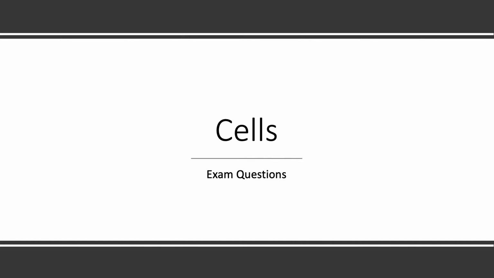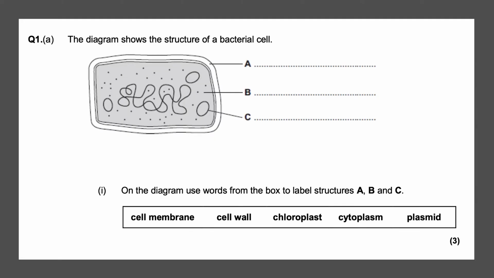So let's get started. Our first exam question states, the diagram shows the structure of a bacterial cell. On the diagram, use words from the box to label structures A, B and C. So remember, a bacterial cell has a cell wall and we're given that option over here, so it's this outer layer over here, so it would simply be cell wall.